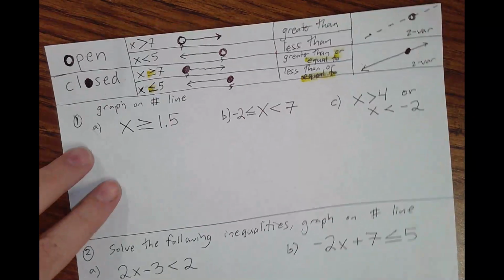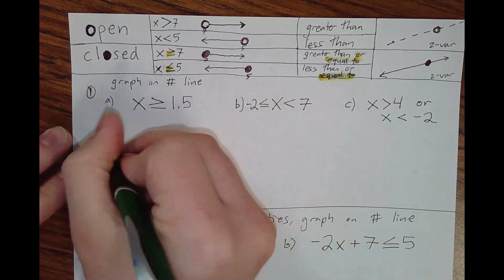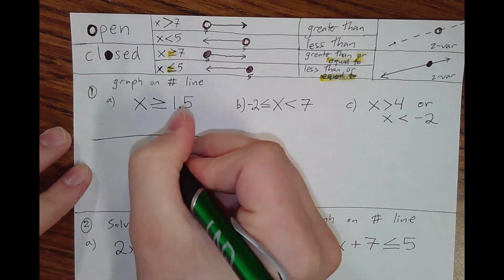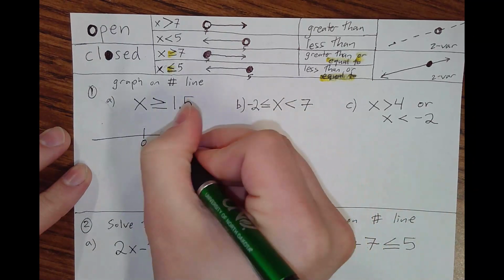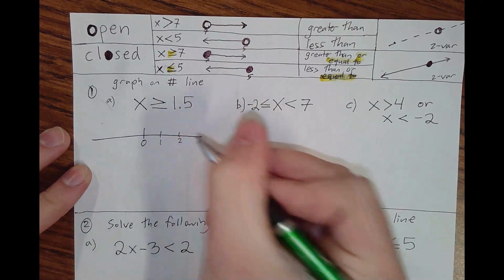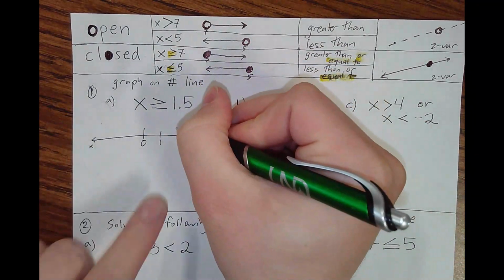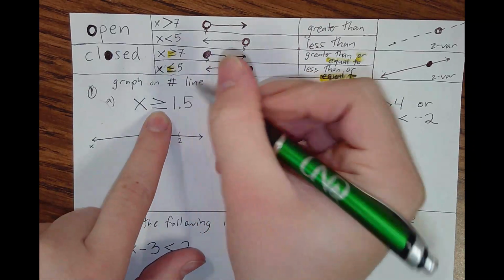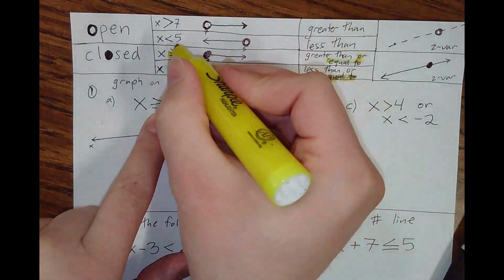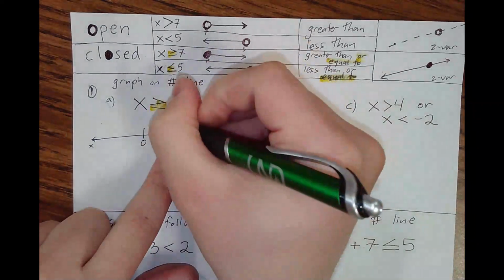Okay, so now some examples. X is greater than or equal to 1.5. We can put that on a number line. So it's good to include the number 0. Find 1, find 2 perhaps. And draw an open or closed circle. Okay, so it's going to be open. No, it's going to be closed. Why is it closed? Because it's got the equal sign. Something to keep in mind.